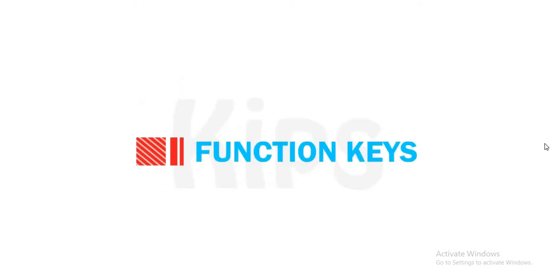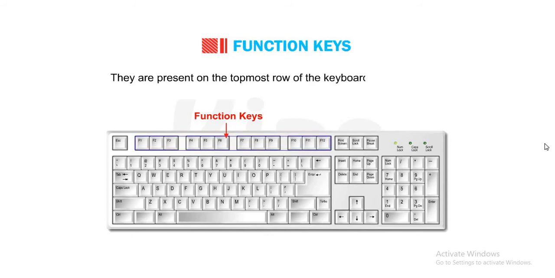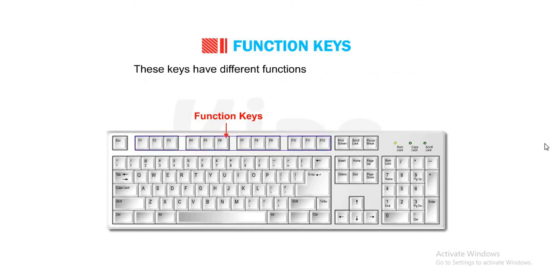Alright, let us now learn about the function keys. They are used to perform specific tasks. They are present on the topmost row of the keyboard, labeled as F1, F2, F3, up to F12. These keys have different functions for different programs.